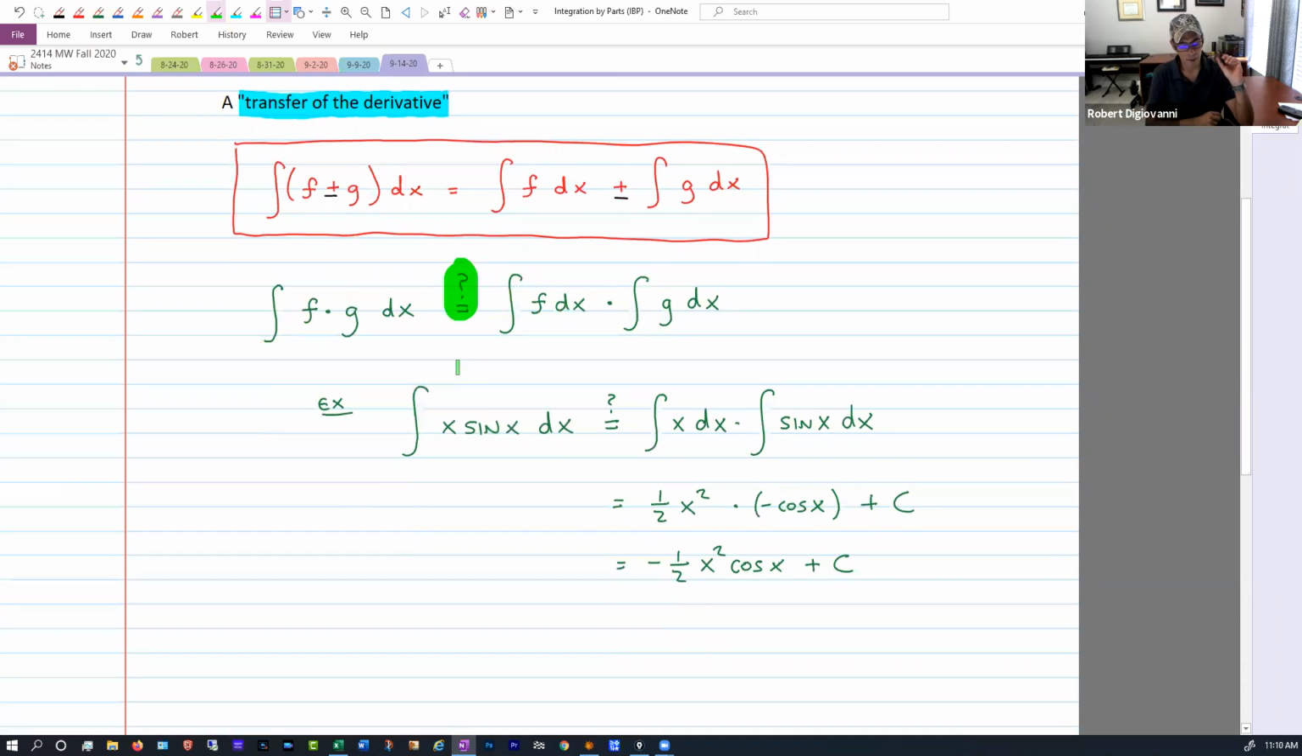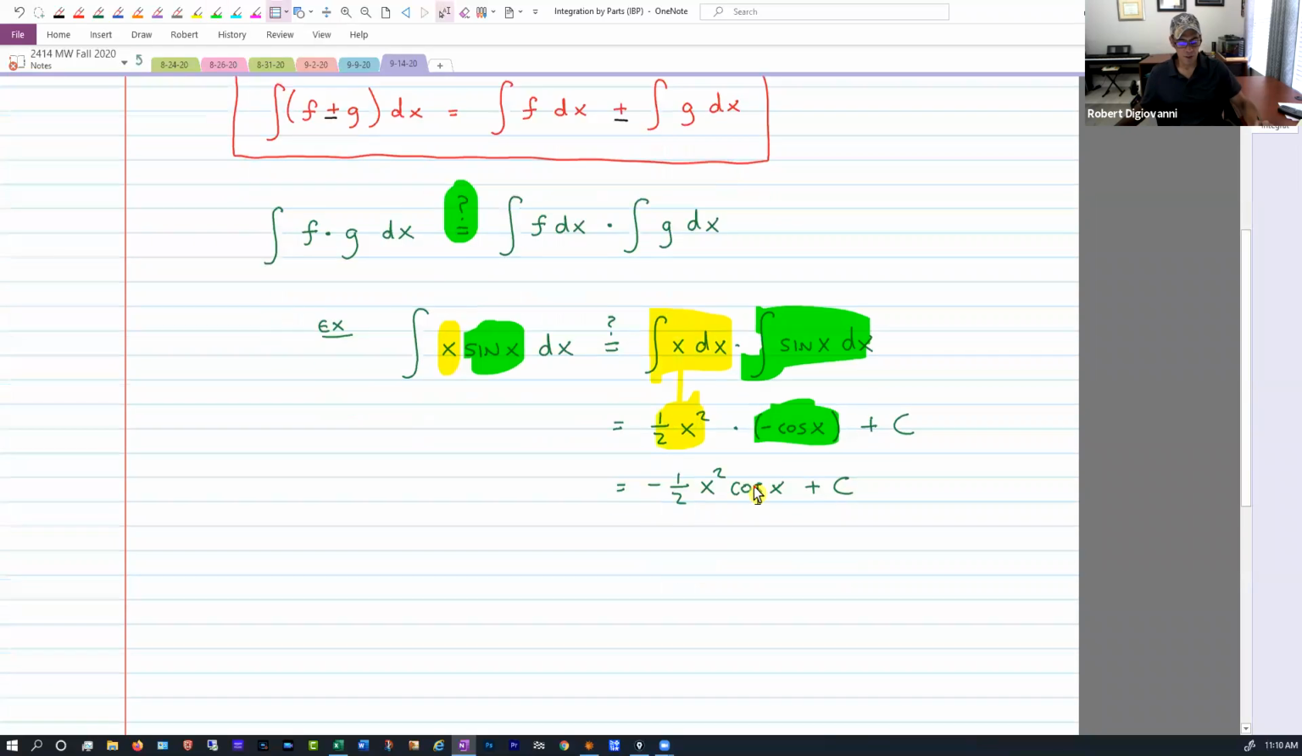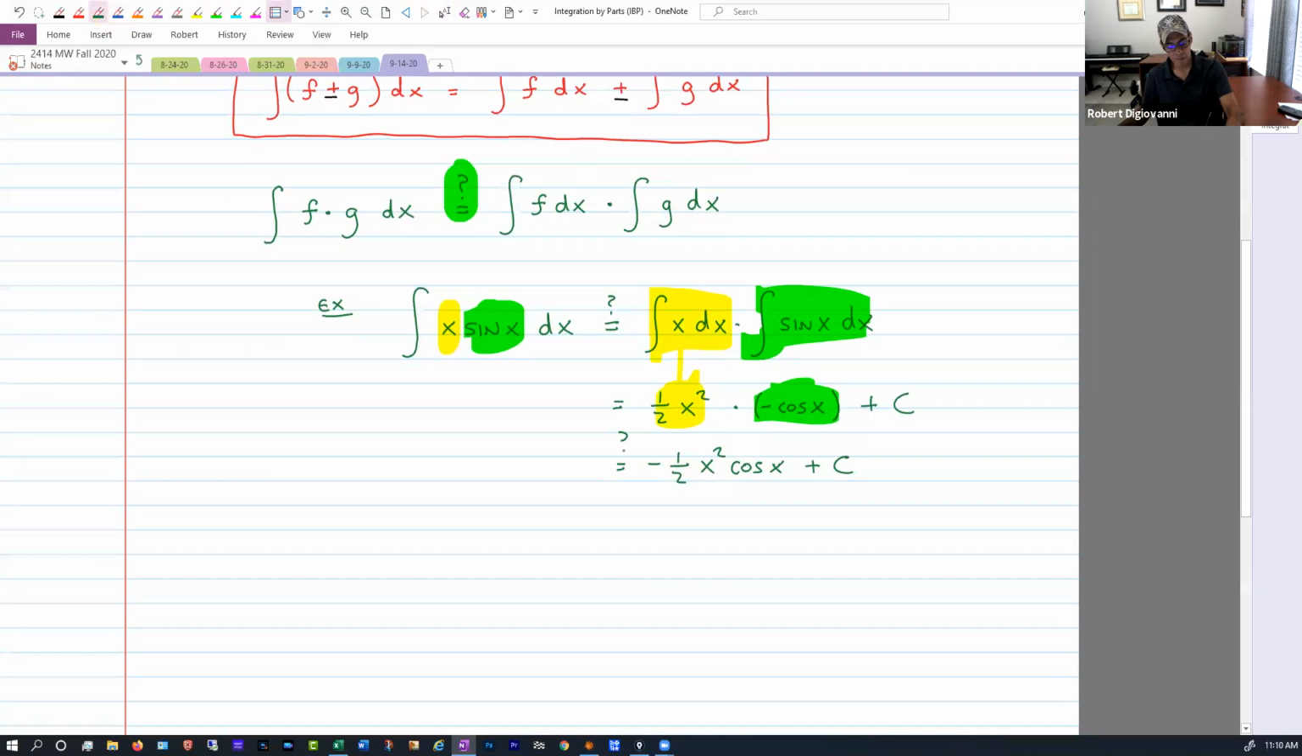So I gave a specific example. We have two functions. We have x and we have sine of x. And there's multiplication between them. So what we're going to do is one integral where we do the antiderivative of x, and the other one we do the antiderivative of sine. We go ahead and work those out. There's your antiderivatives. Put them together. And so the question is, is that the answer? So how could we check?